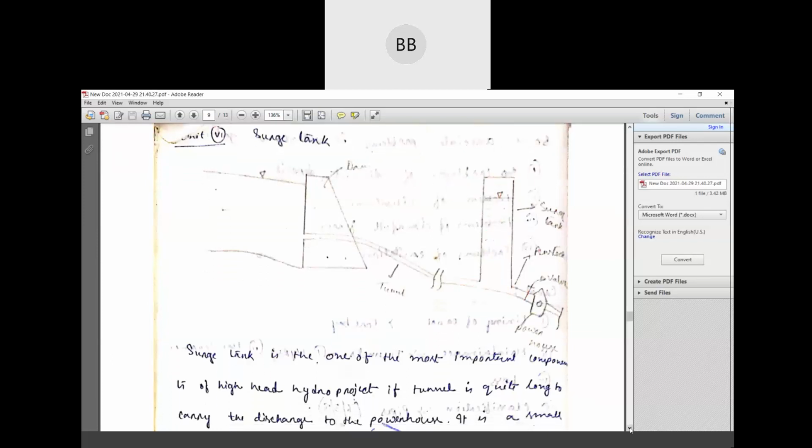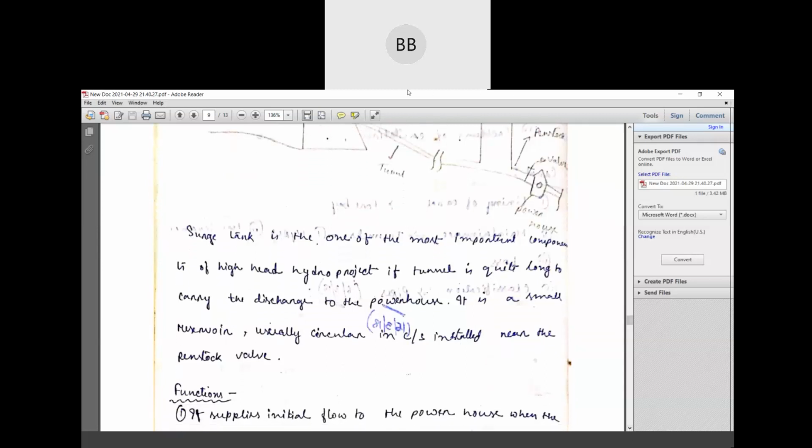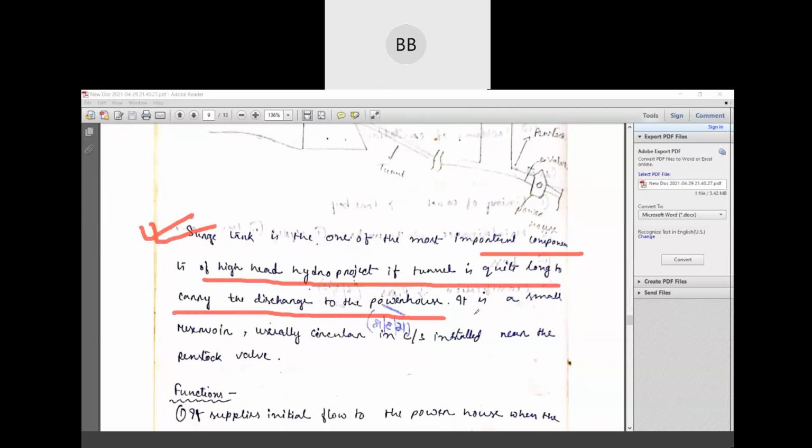First you write down the definition. You can write it down here. Surge tank is one of the most important components of a high head hydro project, if the tunnel is quite long, to carry the discharge to the powerhouse.